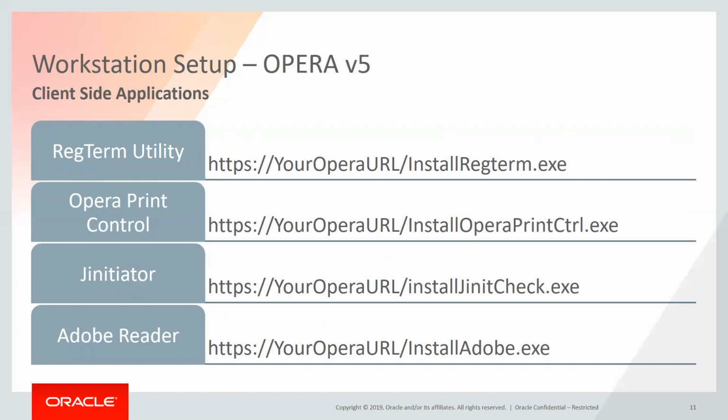Finally, the following 4 client-side applications are automatically installed once you open Opera for the first time. Just in case they do not automatically download, run and install themselves, these are the URLs you can enter in your browser to prompt the download of the installation files so the applications install. In this URL, what you have to change is your Opera URL; replace it with your actual Opera domain.